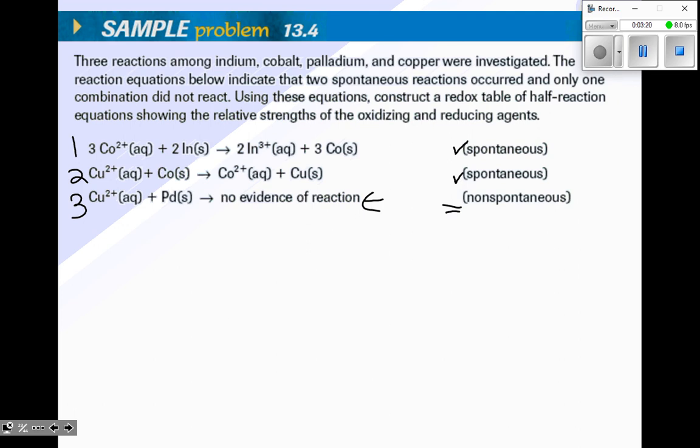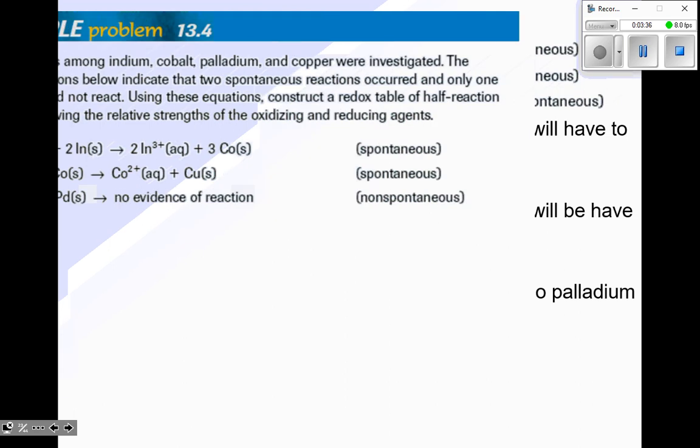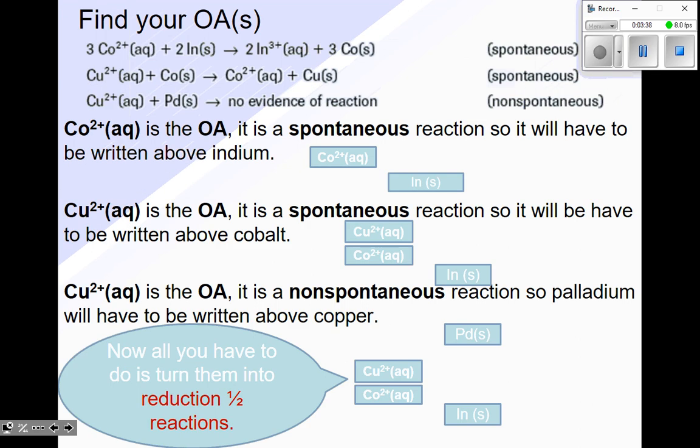So what we need to do is construct a little mini redox table of half reaction equations showing the relative strengths of the oxidizing and reducing agents. Because we're doing a half reaction equation, we're looking at the reduction half reaction. So let's go through this step by step. Let's take a look at the 3 reactions. The first one, spontaneous, spontaneous, and non-spontaneous.